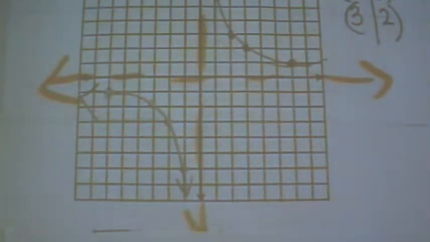Okay, next one. Add 12, divide by 3. What do you get? And divide by x, and then y equals 4 over x. What are your asymptotes?